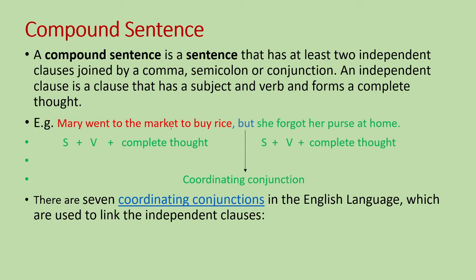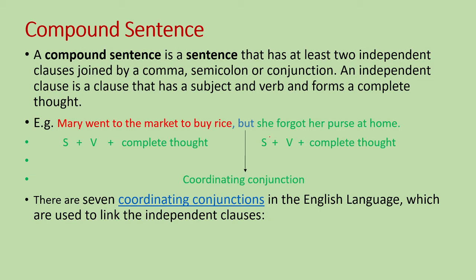If I write this sentence individually, Mary went to the market to buy rice, the meaning is clear. So it is an independent sentence. And if I take this green one, she forgot her purse at home, again, if I write this sentence separately, it is a complete thought. The meaning is clear. So these two sentences, the red one and the green one, are two independent sentences, but they are joined with this conjunction but. Therefore, this type of sentence is called a compound sentence.